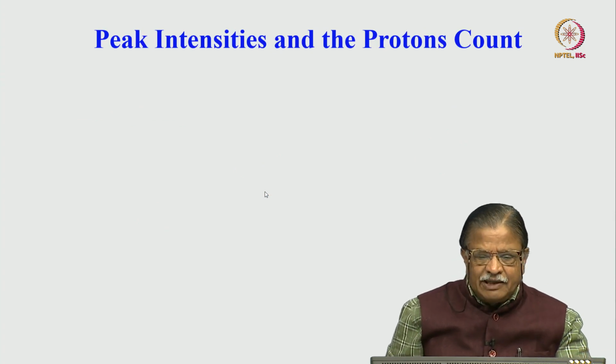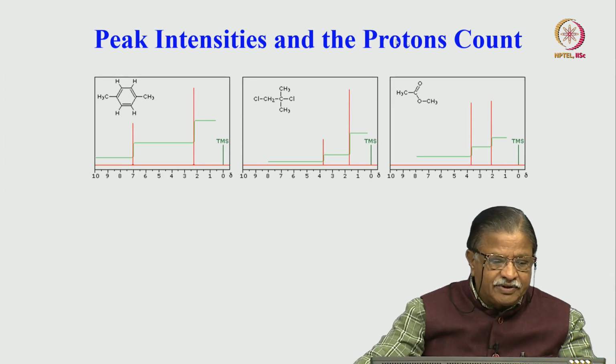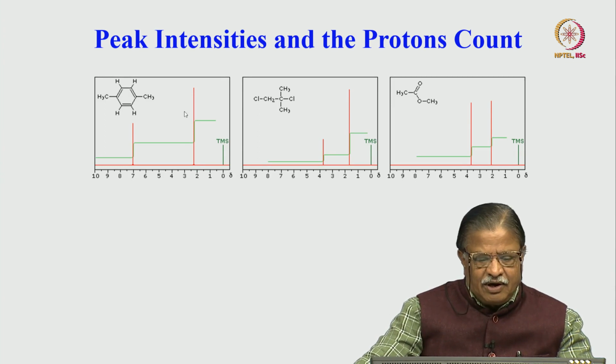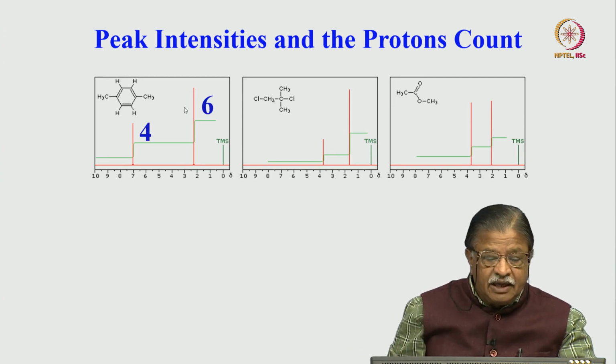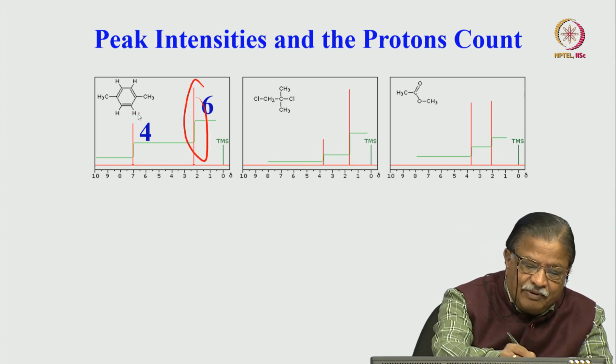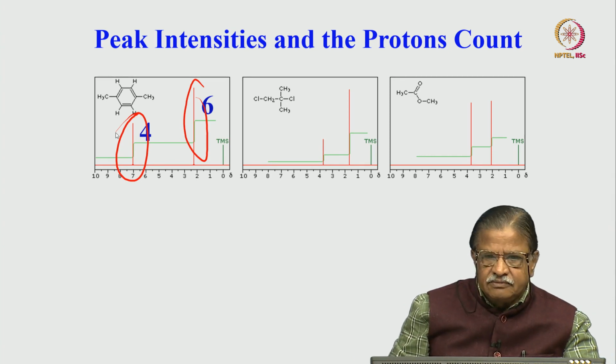For example, if you look at the peak intensity and the proton count, there are several examples like this. This is an example where it is 1,4 dimethyl benzene, you could call it xylene or paraxylene. Now, there are only two peaks for this, if you look at it, one peak here and one peak here. You take the ratio of it, it is 4:6.